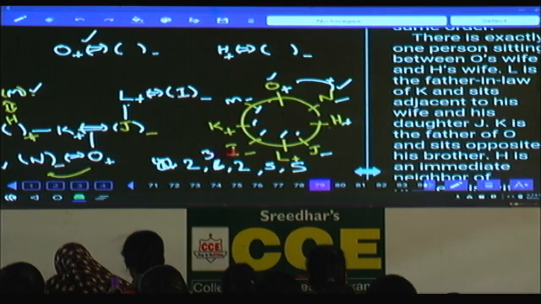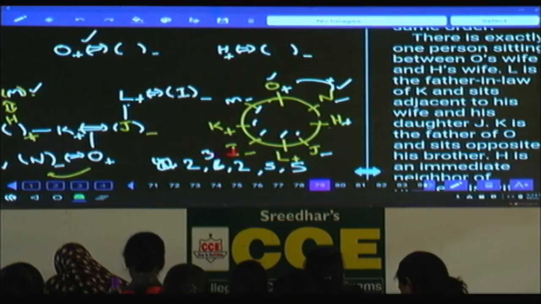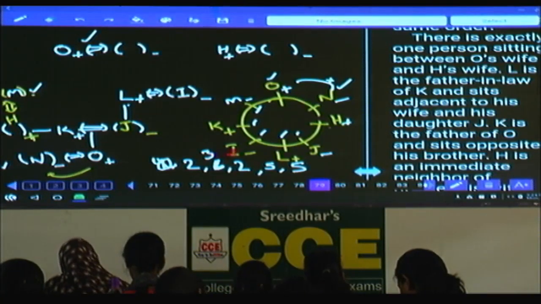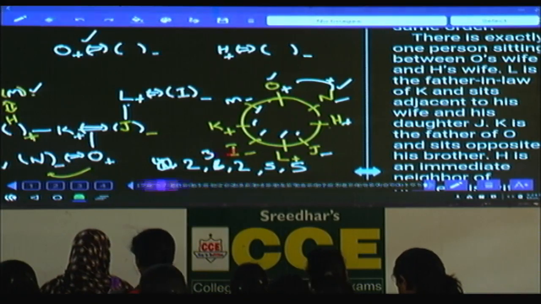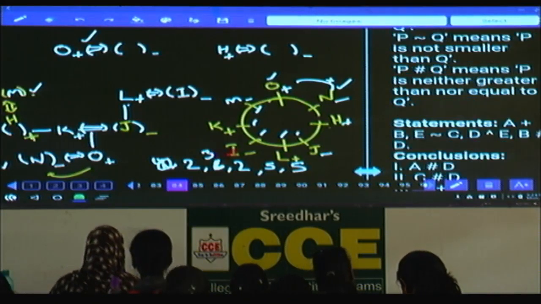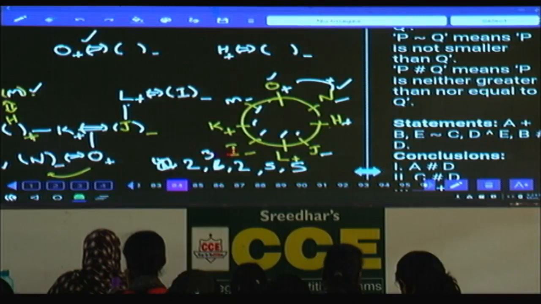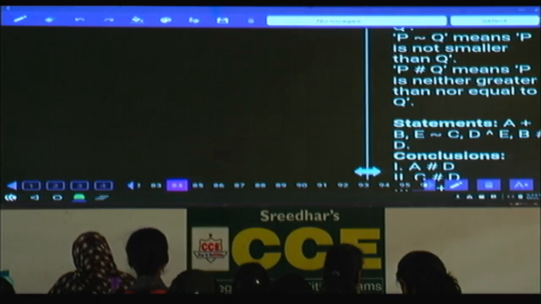2, 3, 2, 5, 5 are the choices to these 5 questions, 79 to 83. Done with this? Then 84 onwards. Now question numbers 84 to 88.